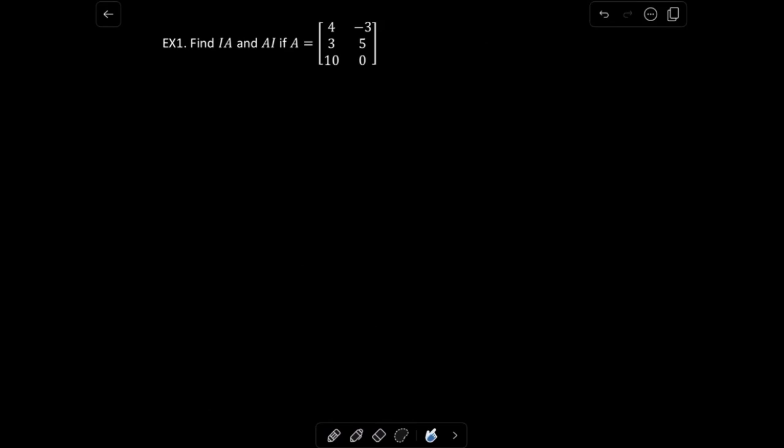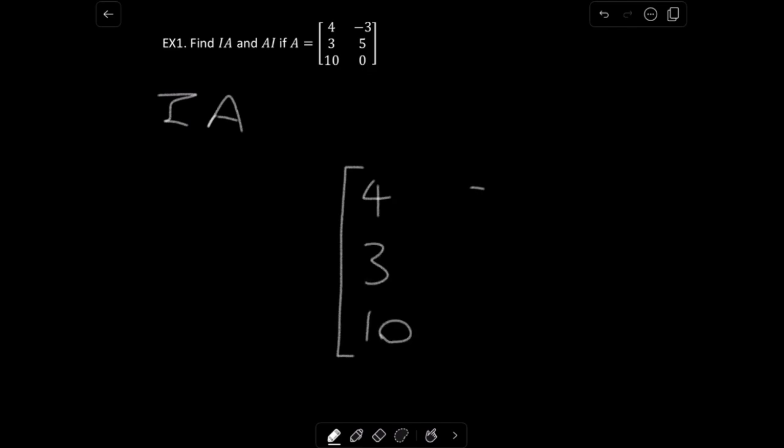All right, example 1. So we're going to find the identity matrix, and for the identity matrix, I'm just going to say I. We're going to find IA and AI, and we're given the matrix A. So let's find IA first. That means matrix A is going to be the second matrix that we multiply, right? And matrix A is a 3 by 2 matrix.